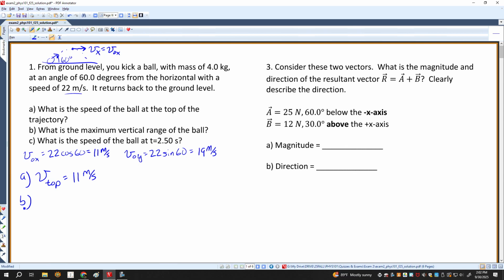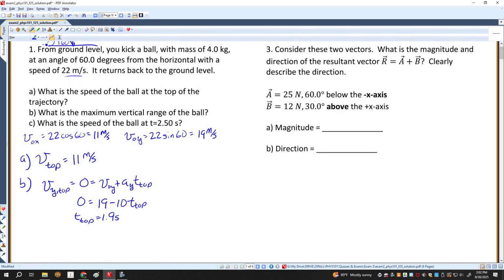What is the maximum vertical range of the ball? That is, how high does it go, the vertical range? So the first thing I want to do is find the time at the top of the trajectory. I know that Vy at the top is equal to 0, and Vy at the top is equal to V naught y plus Ay times T top. So that's 0 equals 19 minus 10 times T top. Solve that for T top. I get 1.9 seconds. So that's the time when it reaches up here, 1.9 seconds.